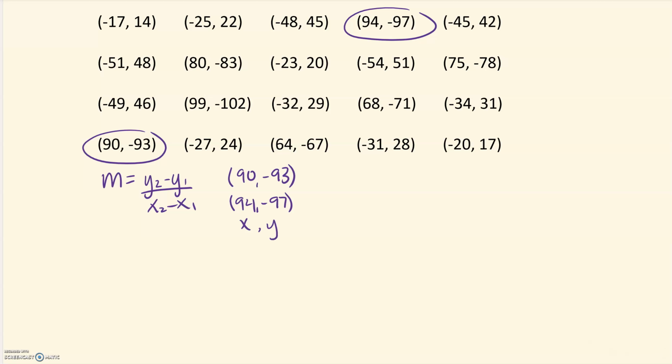I'm going to take my y values minus my y values. So I'm just going to say negative 97 minus negative 93 over my x values, because negative 97 went first, 94 has to go first on the bottom. So 94 minus 90. And I'm going to do this math.